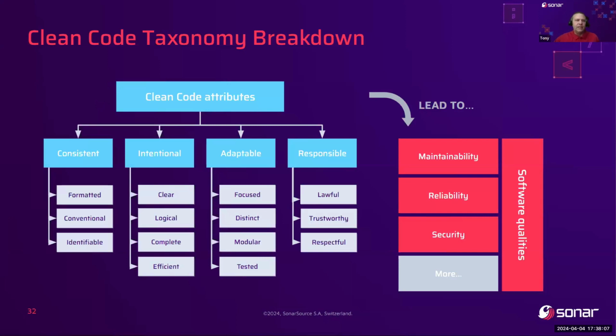So another way to think about this is, if you wanted to deliver code that is maintainable, reliable, and secure, you need to develop software. You need to develop your code with consistent, intentional, adaptable, and responsible attributes. And then each of the main attributes has some sub-attributes to give it more context.